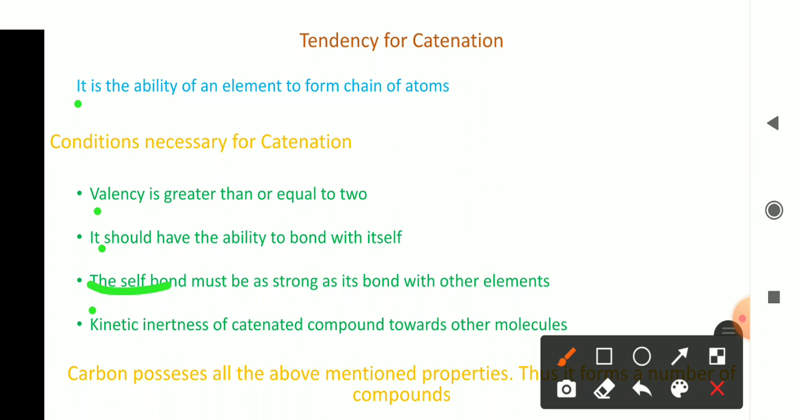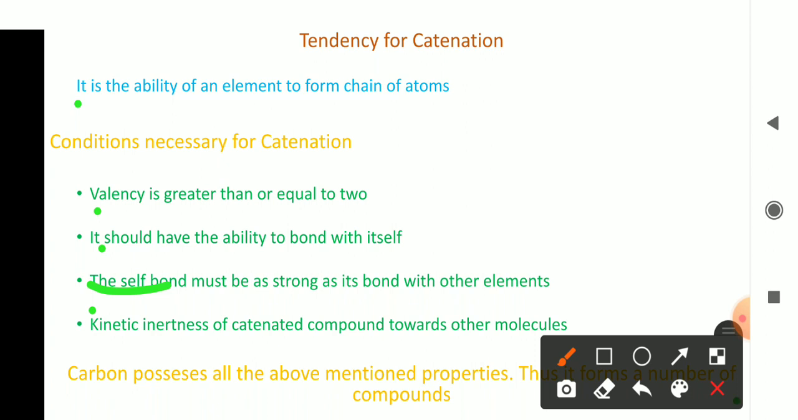Then the final condition is given: kinetic inertness of catenated compounds towards other molecules, which means it must be stable. After forming a compound, it should not be attacked by any other molecules. That is called kinetic inertness. So what are the conditions for an element to show the property of catenation? Its valency should be greater than or equal to 2. It should have the ability of bonding with itself. Then the self bond must be as strong as its bond with other elements. Then finally, kinetic inertness of catenated compounds.